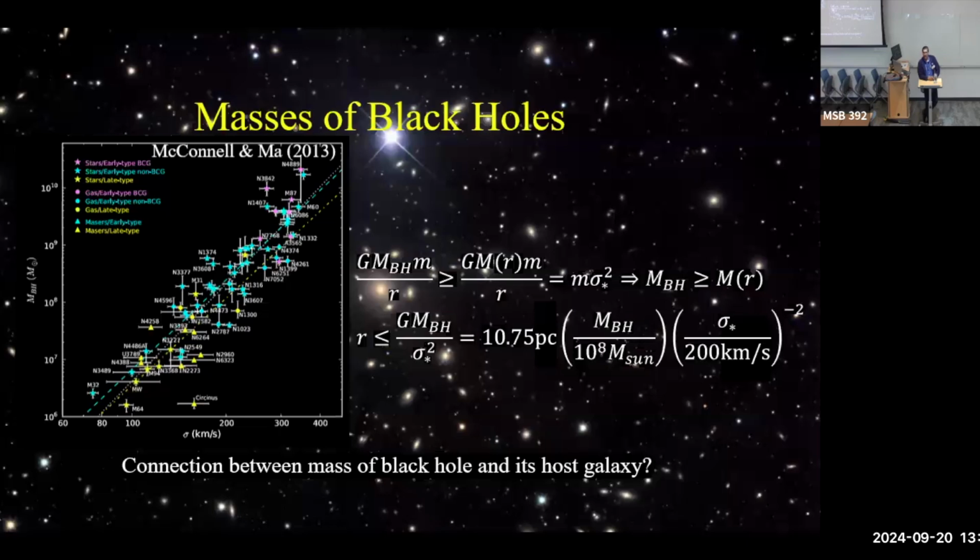So about 10 times that is what a 10 to the 8 solar mass black hole would be able to influence in a galaxy like the Milky Way. Which is not that far. We, by the way, are roughly 8,000 parsecs from the center of the galaxy. So the black hole at the center of our galaxy has no influence whatsoever on us. Okay.